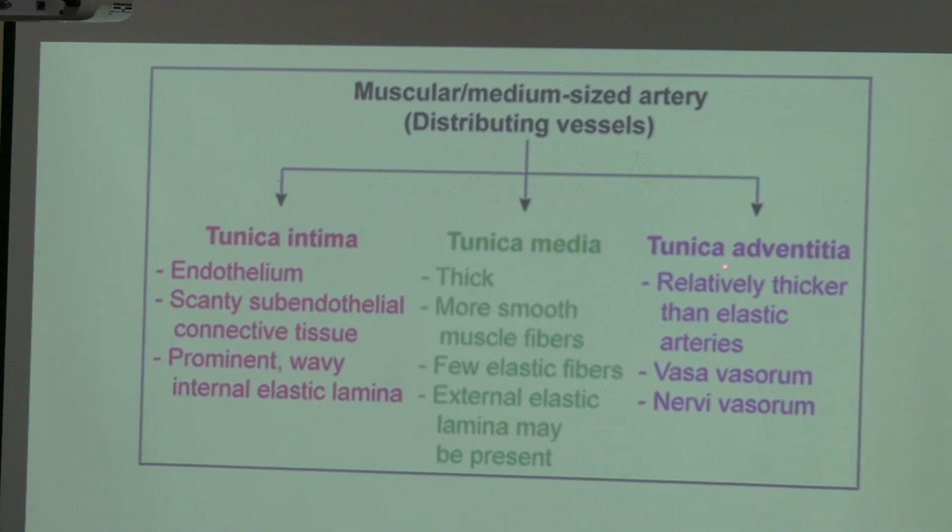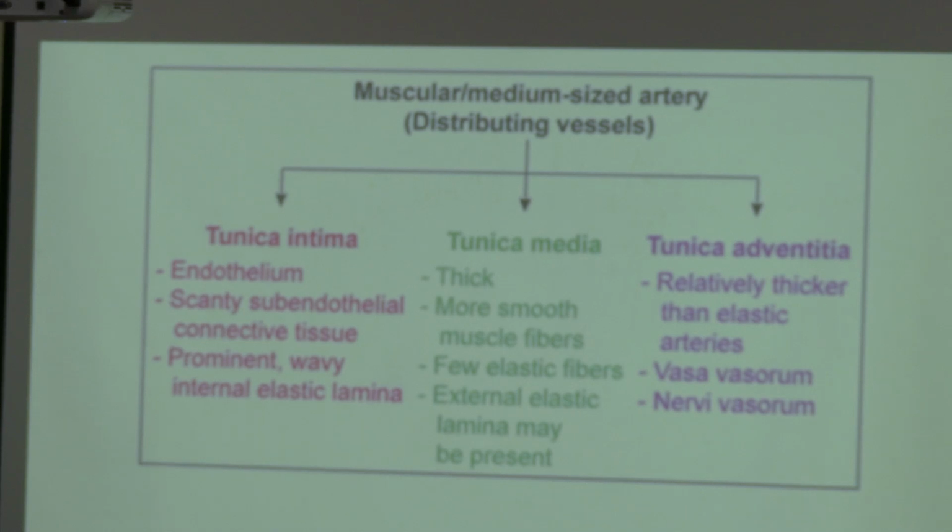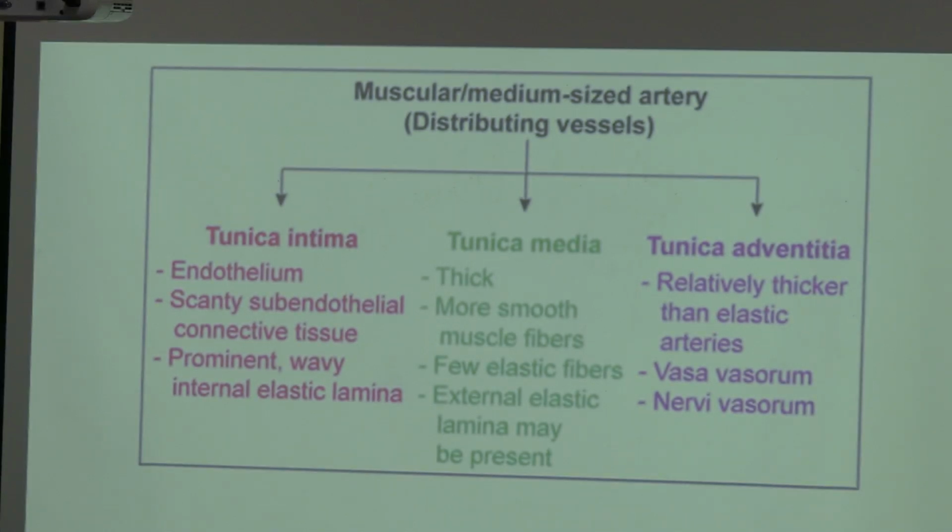In case of tunica adventitia, it is relatively thick, not thin like the elastic artery. Here the thickness of the tunica adventitia is more. Relatively thicker, and here also you are getting the vasa vasorum, nervi vasorum, etc. It is thicker as compared to the elastic artery.